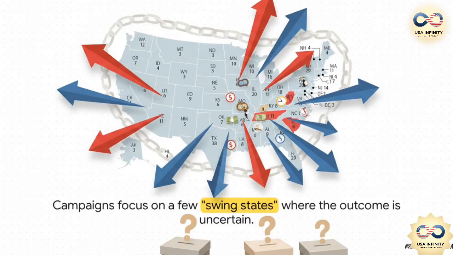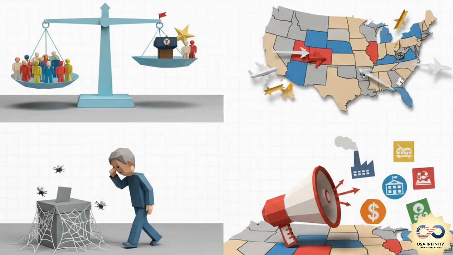Because of that winner-take-all system we talked about, presidential campaigns don't treat all states equally. Not even close. Instead, they pour basically all of their time, money, and attention into a small handful of swing states or battleground states. Places like Pennsylvania, Wisconsin, and Arizona, where the race is super close. And that laser focus on just a handful of states has some major ripple effects across the country.